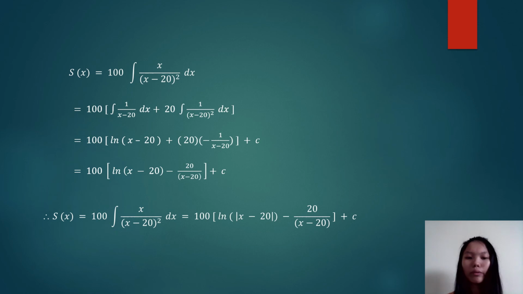By doing so, we are able to get the supply function S(x) by replacing the answers we got from the integration just now, which we can write as S(x) equals 100 times the integral of x over (x minus 20) squared dx, which equals 100 times (ln|x minus 20| minus 1 over (x minus 20)) plus C.